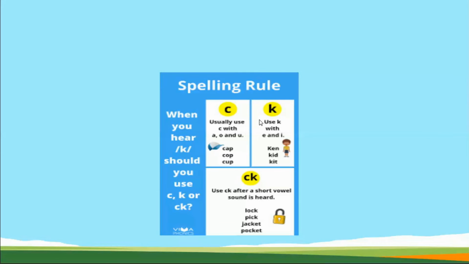Wherever you hear a short vowel sound followed by the k sound, then we have to use the letters CK together. Lock, pick, jacket. Here these vowels are short vowel sounds and it is at the end, so we are using C and K together at the end of the word.